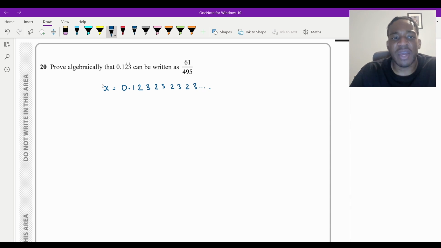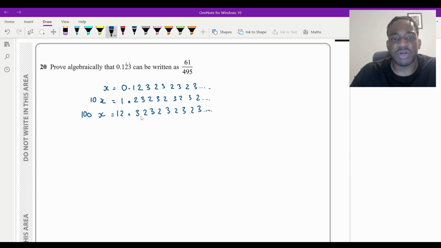Now, your job is to get multiples of this x, tens, hundreds, thousands, and you need the decimal part to be the same. So firstly, if I multiply by 10, I have 10x, which gives 1.232323, and so on. This is no good because the decimal parts aren't the same. So I multiply by 10 again, giving 100x, which is 12.323232, and so on.